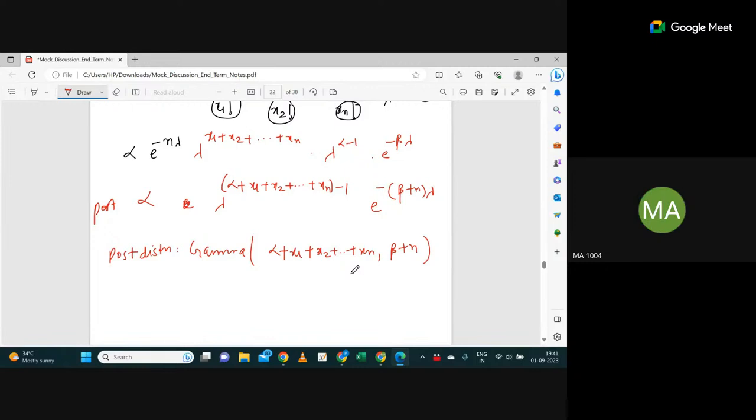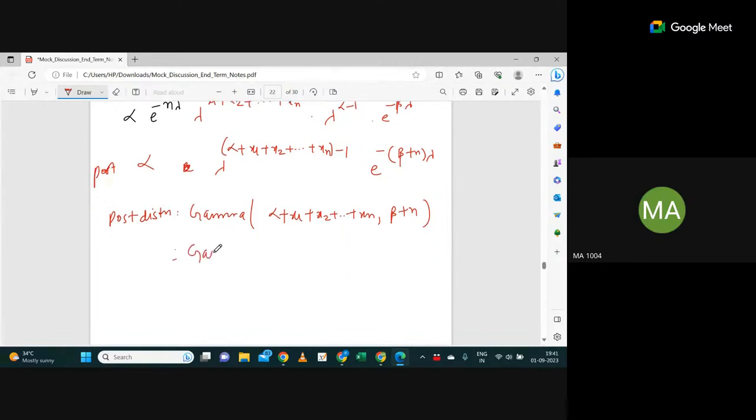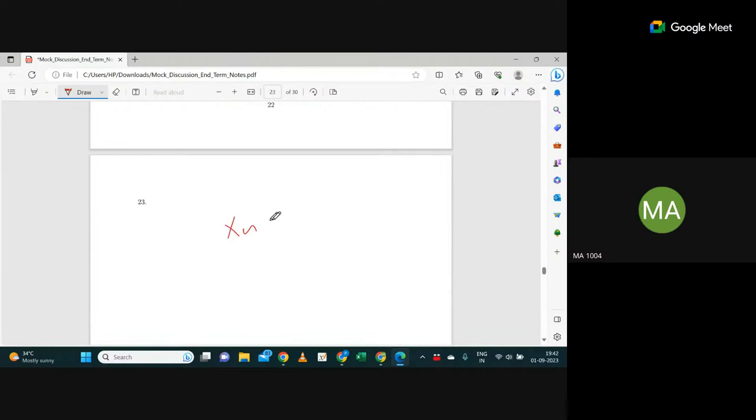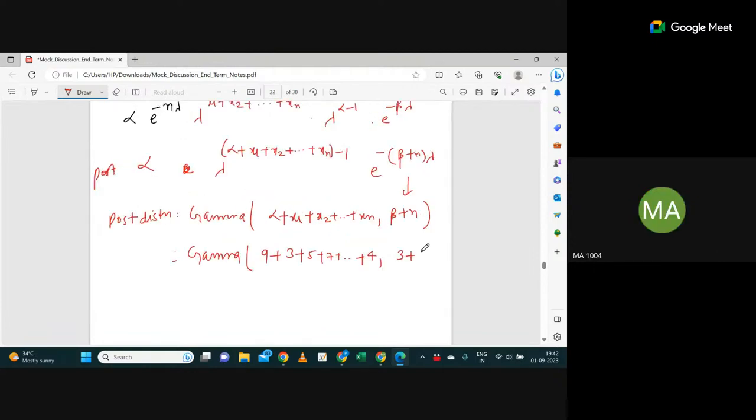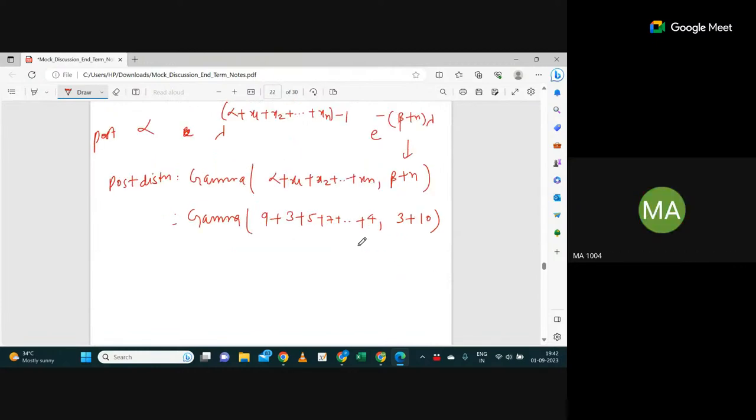Now tell me, what are all these values? Alpha we got is 9, plus x1 plus x2 plus xn, which means we have to add all these values: 3 plus 5 plus 7 plus up to 4. Beta plus n: this is the parameter beta. What is the gamma distribution? If x follows gamma distribution alpha comma beta, the PDF is proportional to x raised to power alpha minus 1 e raised to power minus beta x. So this is the beta parameter and this is the alpha one. So beta plus n will be 3 plus 10.